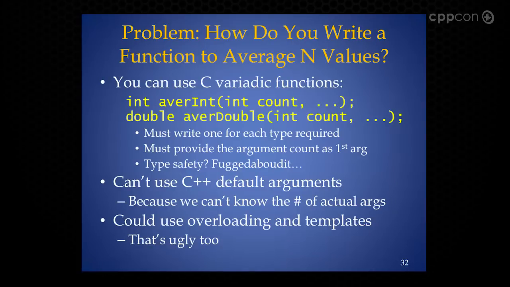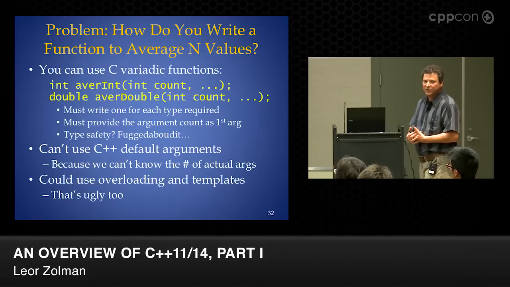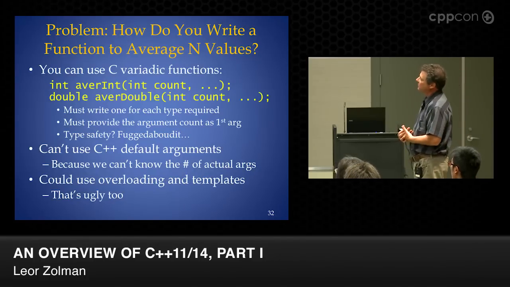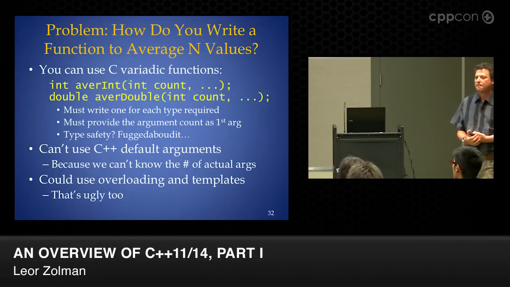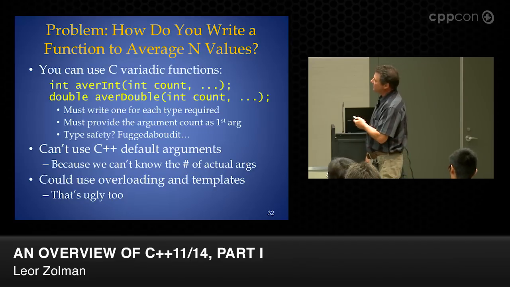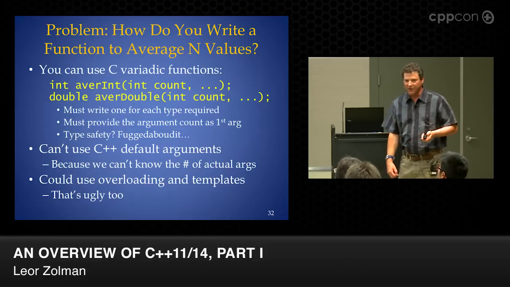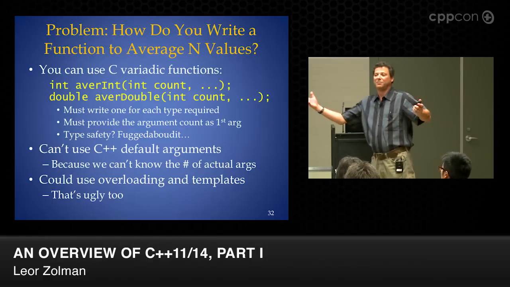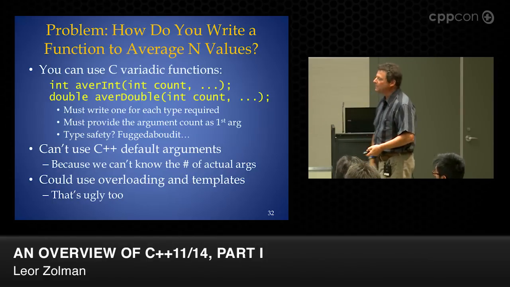Next problem. Let's say you wanted to write a function to find the average of a bunch of values. You don't know how many the user is going to want to supply. Well, even in C, there's a way to do it. It's called variadic functions, right? What's the poster child for variadic functions in C? Printf, the whole printf family, right?